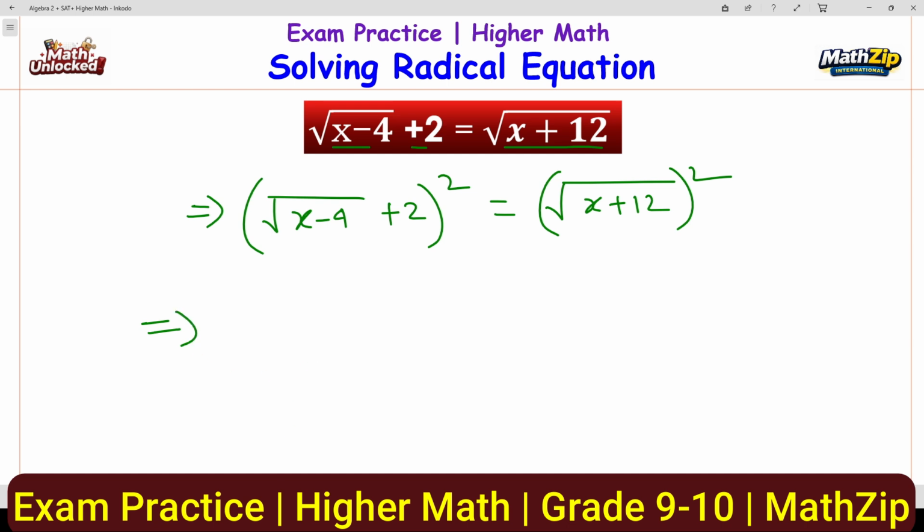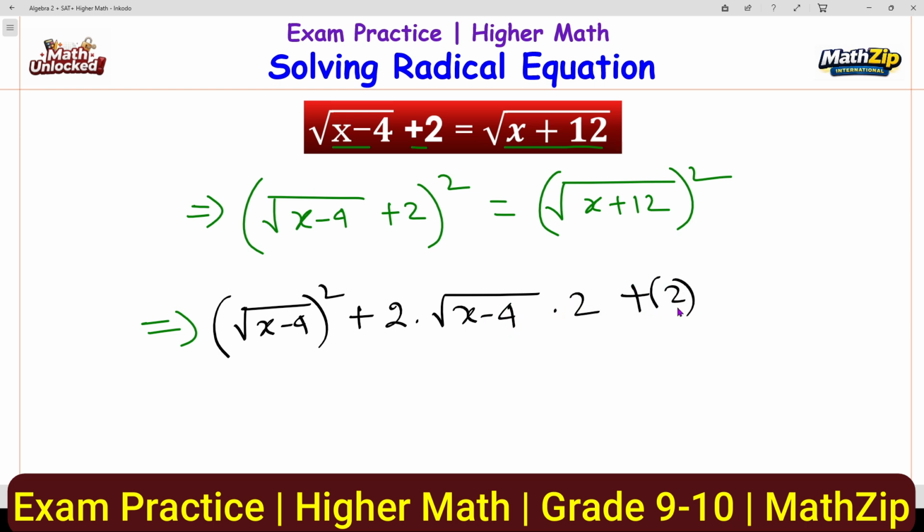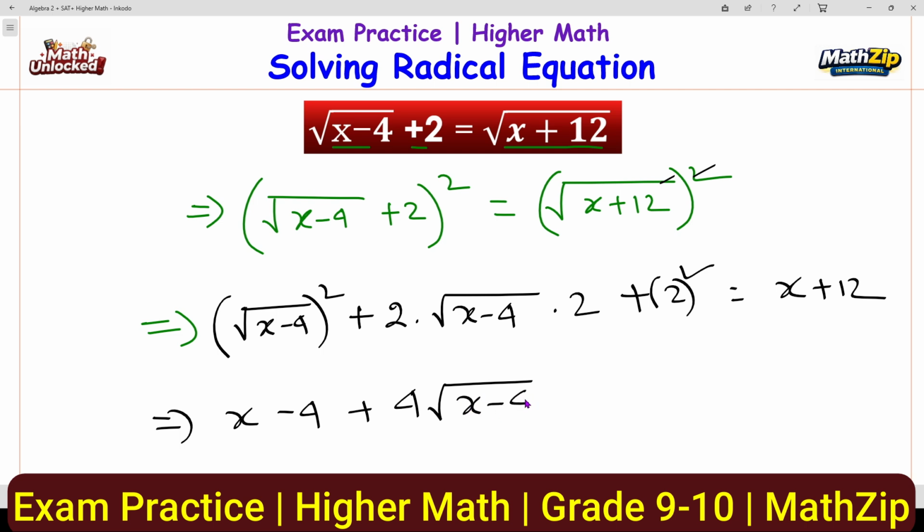As per the (a + b)² formula, we can write (√(x − 4))² + 2 · √(x − 4) · 2 + 2². Here the root and square will be out, so here only x + 12. Same thing here, x − 4, because the root will be out, and then 2 times 2 is 4, √(x − 4), plus 2 squared means 4, equals x + 12.